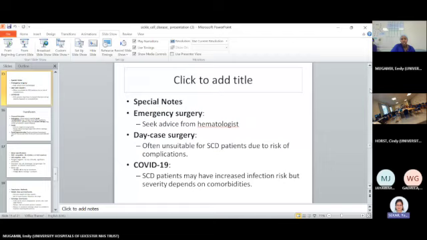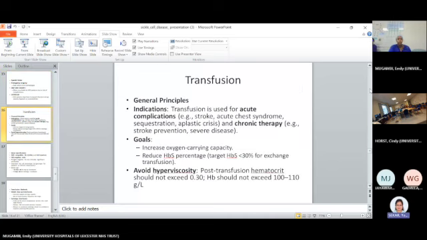This is just a special note: patients with sickle cell disease should avoid day surgeries because they are quite high risk.